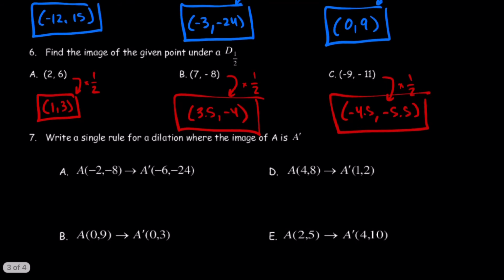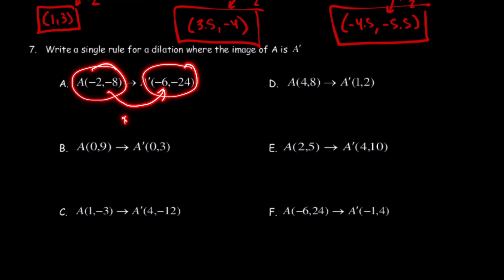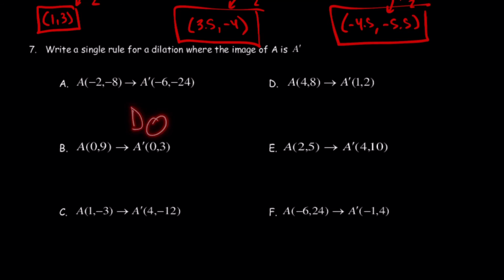All right, in question 7, they want you to come up with the dilation. So here, they're giving us the beginning and the end, and they want you to determine what you multiplied by. Because whatever you multiplied by would be the scale factor of that dilation. Okay, so here, you just have to pick either the x or the y. It's going to be the same rule for both. Negative 2 multiplied by what is negative 6? That's times 3. So this is a dilation of scale factor 3.